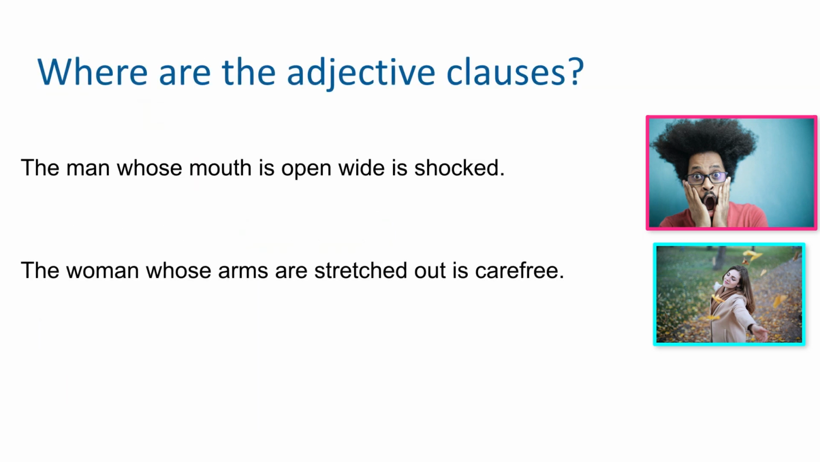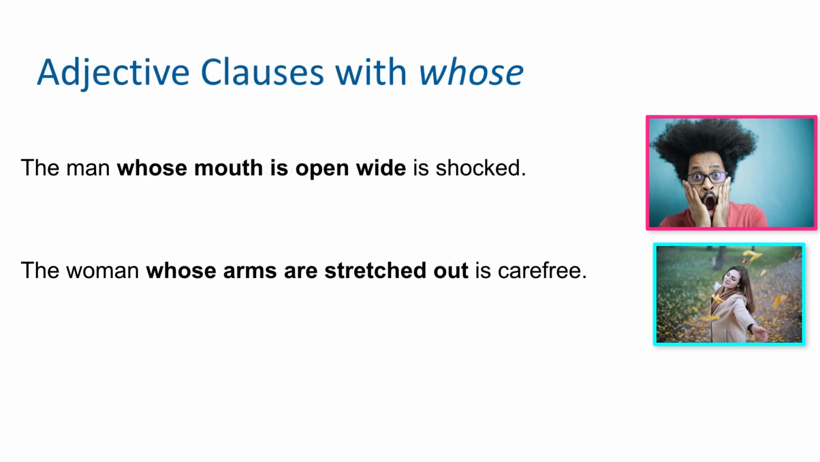Let's look at the two other sentences to help us further understand. Can you find the adjective clauses in these sentences? These are the adjective clauses with whose. Remember, after whose, we have a noun. This is the object that is being possessed. We also have a verb after the noun. This makes it a complete adjective clause. So don't forget the verb.